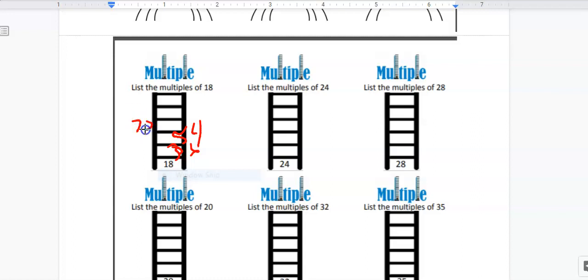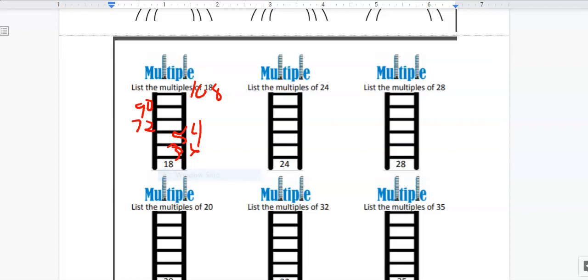I'm going to write on the other side since it's not getting bigger for me. And then you would have 18 multiplied by 5, which is 90. And that's a 0. And then your last one would be 18 multiplied by 6, which is 108. So they keep going up by 18 each time. Did you notice that? Because they're asking you for the multiples of 18.